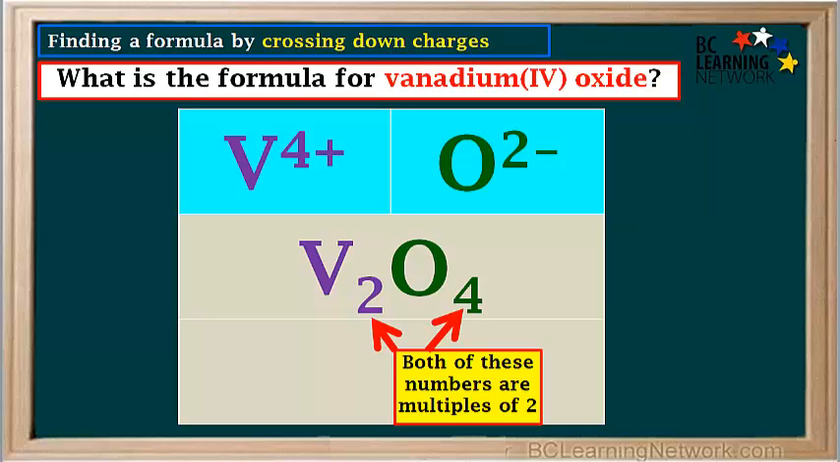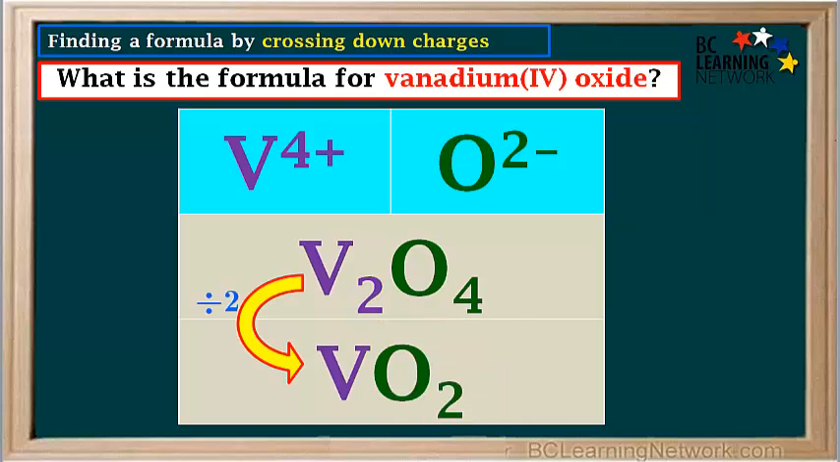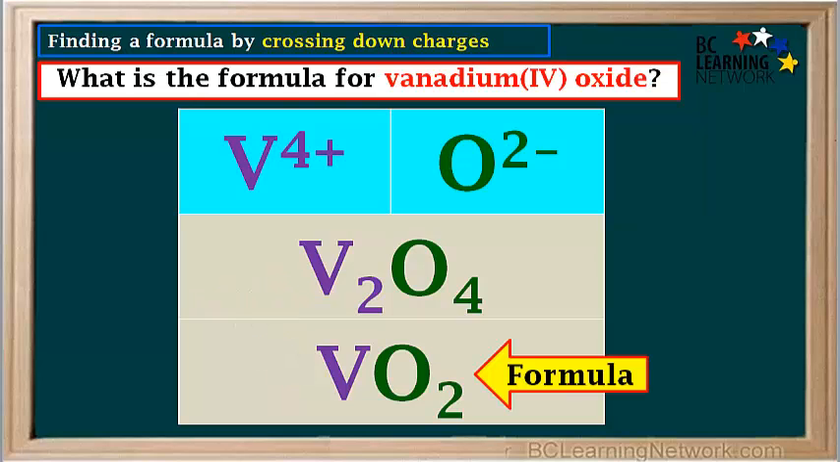The formula for an ionic compound gives the simplest whole number ratio of ions. The subscripts 2 and 4 are both multiples of 2, so this ratio can still be simplified. We do this by dividing each of these numbers by 2. This simplifies the formula to VO2. So the correct formula for vanadium(IV) oxide is VO2. Be aware that you must always check subscripts to see if it's possible to simplify them. If a formula can be simplified and you don't simplify it, you'll get the answer wrong.